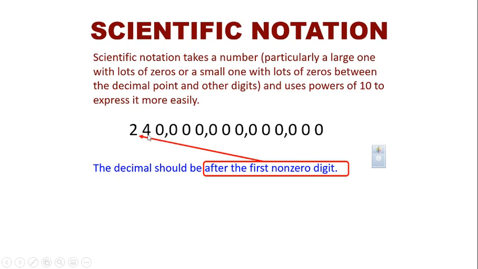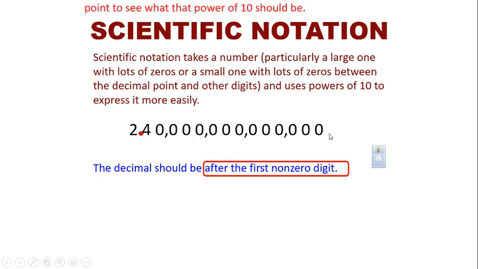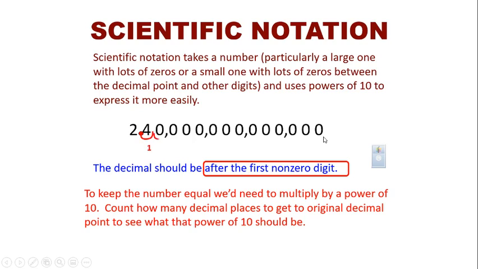So we're going to move the decimal to right here, between the 2 and the 4, because it comes right after the first non-zero digit. So we move it. Let's count. 1, 2, 3, 4, 5, 6, 7, 8, 9, 10, 11, 12, 13, 14. So that means we have moved the decimal point 14 places to the left. It was at the end on the right side, so I moved it 14 places to the left to get it between the 2 and the 4.